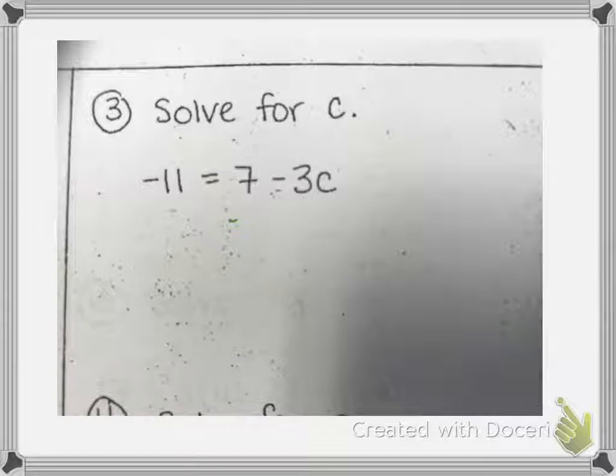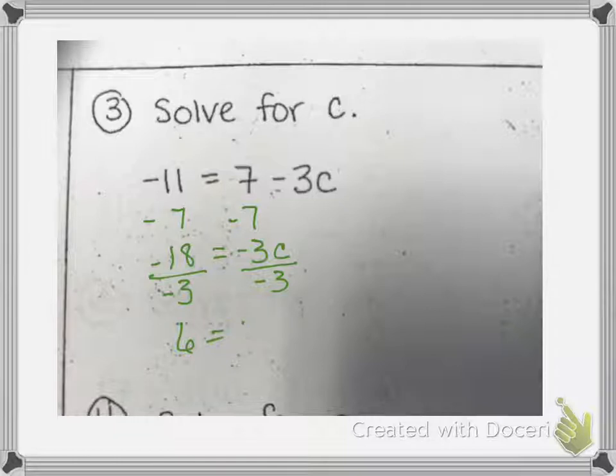Okay, we're going to solve for c. -11 equals 7 minus 3c. We're going to start by subtracting 7. -11 minus 7 is -18. Is now equal to -3c. I'll divide all of it by -3. -18 divided by -3 is 6, which is equal to c.